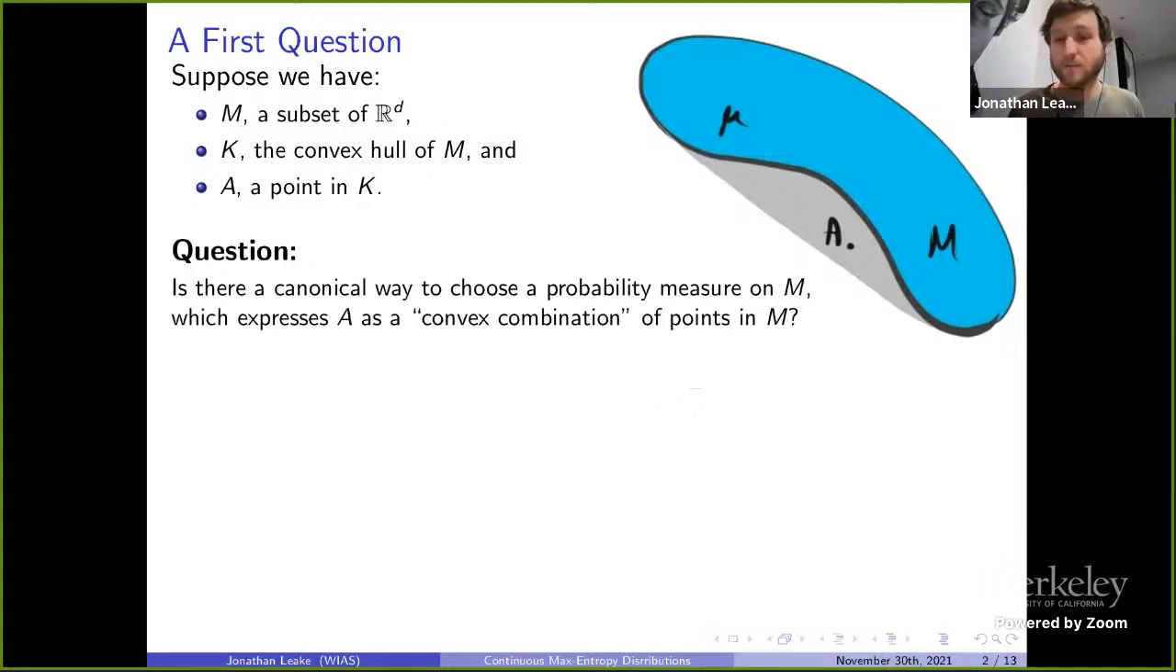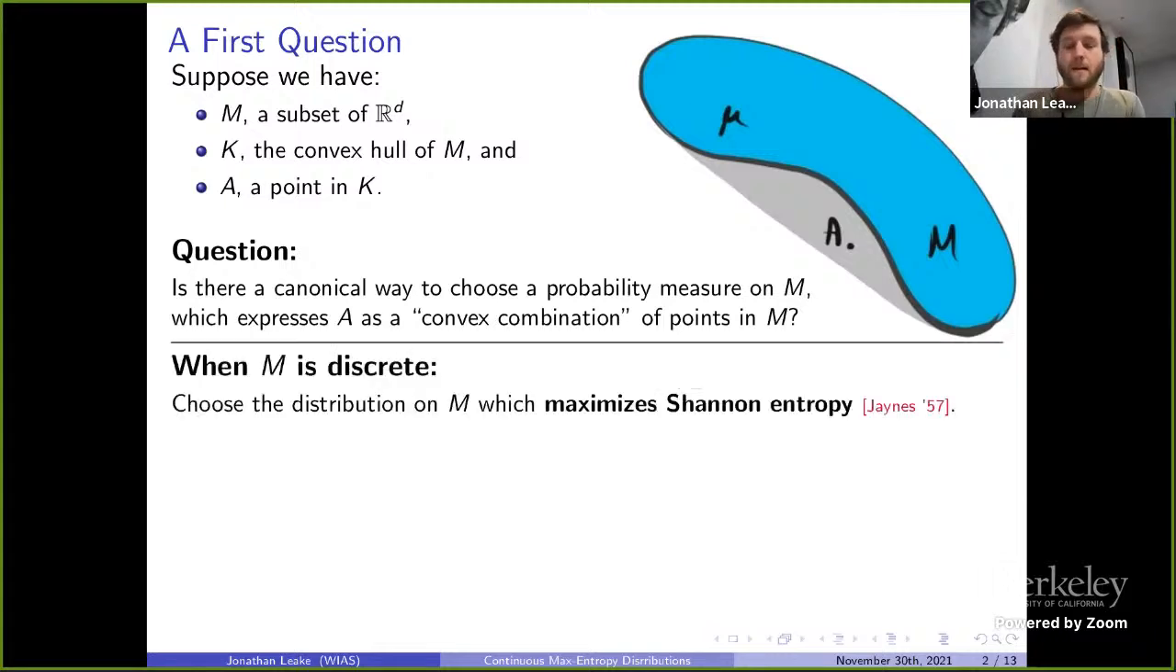Of course, there are many ways to do this. Is there some sort of natural one or some canonical way to choose this? Okay, and if we suppose that M is a discrete set, so let's say some finite set of points, which we'll see a picture that's more relevant to that case in a second, then there is sort of an answer to this, which is basically, let's choose the distribution on this discrete set which maximizes the Shannon entropy. So we would look at all distributions with expectation A, and we would choose the one that maximizes entropy. Okay, and this idea was already given by Jaynes in the 50s, so quite a long time ago.